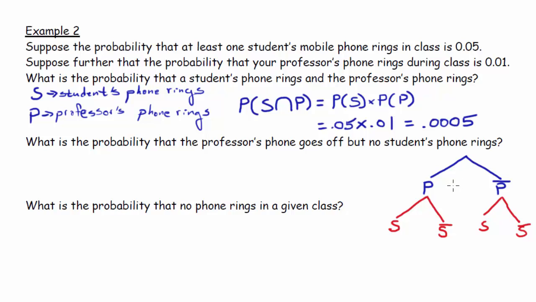So the probability that your professor's phone rings is 0.01. So with this, hopefully you could figure out, well, if 1% of the time my phone rings, that means 99% of the time my phone does not ring. And similarly, if a student's phone rings 5% of the time, then 95% of days we get through the class with no student's phone ringing.